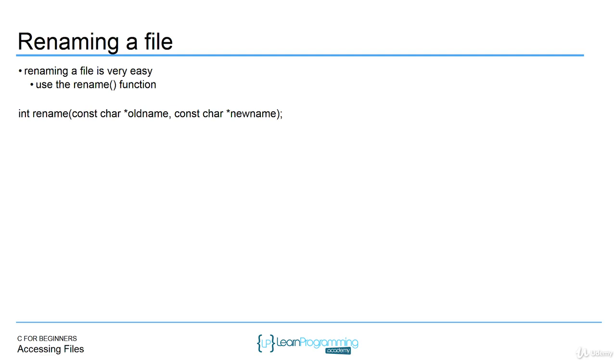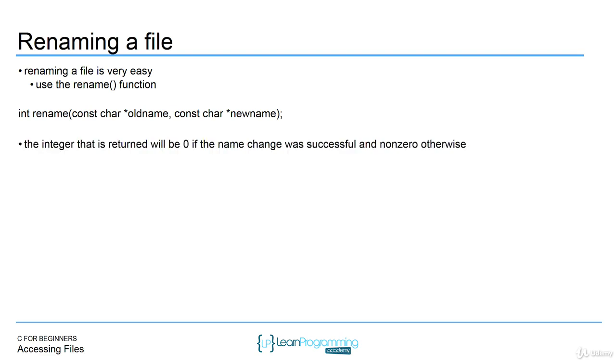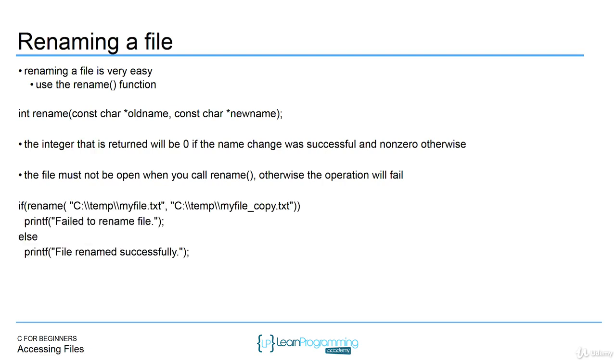It takes an old name and a new name as constant character pointers, and it returns an int. The integer that's returned will be 0 if the name change was successful and non-zero otherwise. The file must not be open when you call rename. Otherwise, it's going to fail because it's in use. You can't rename a file when it's in use. So what you can do here is you can just say rename, pass in the old file name and the new file name.